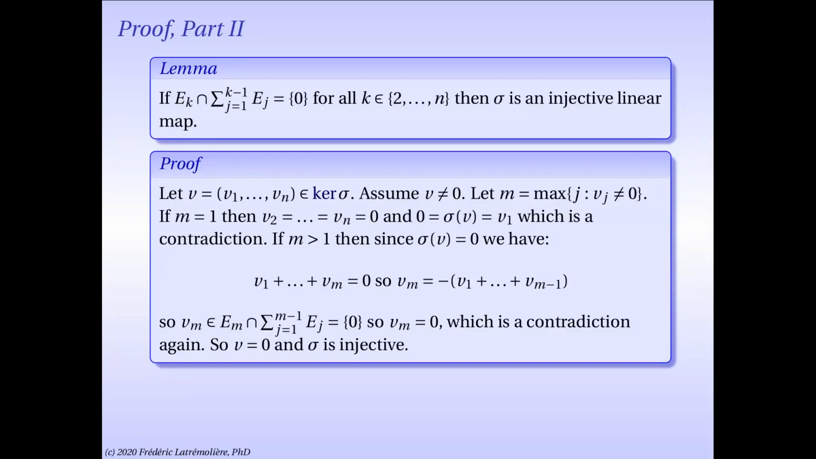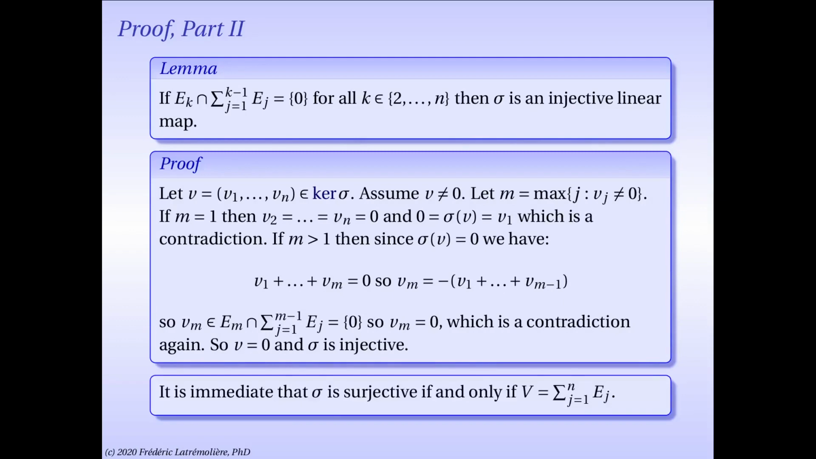If you look at the definition of m, in particular, vm should be non-zero, and I've just shown that it is in fact 0. So nothing works, no possible value of m between 1 and n is allowable, so in fact v must indeed be 0, and therefore my linear map sigma must be injective. So we have a characterization of the injectivity of the linear map sigma in terms of intersection of subspaces.